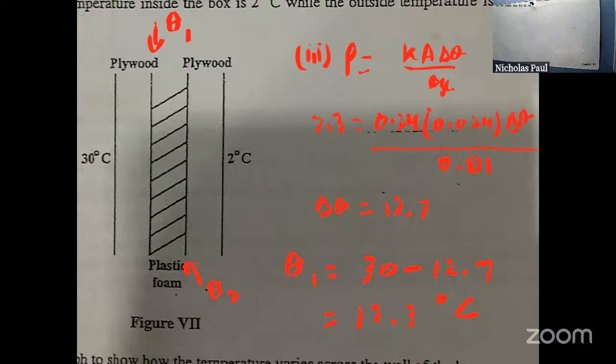Okay, so therefore theta 2 is what? 12.7 plus, so the answer is 14.7. All right, so the question wanted that. Online, you're okay with that?